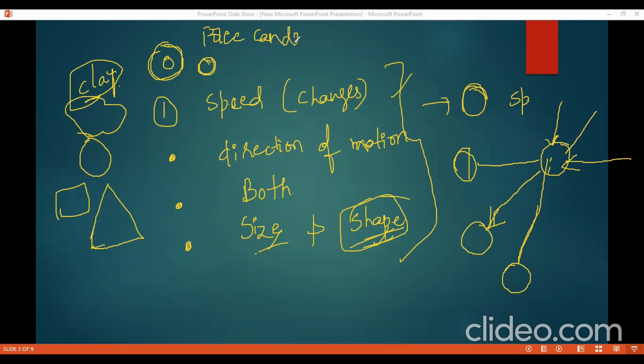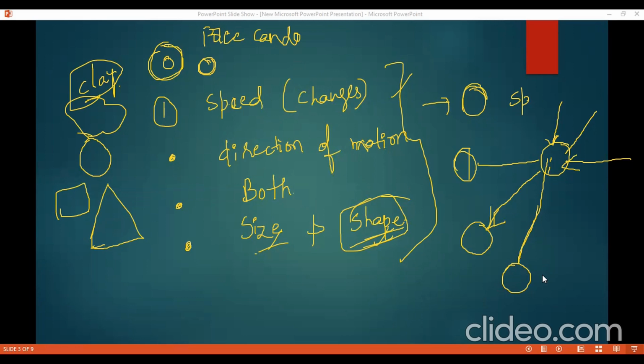A force can change an object's speed. Yes, it changes its speed, and the direction of motion, or both, and it changes its size and shape. Got it? Yes. Now, if you observe the fundamental forces.